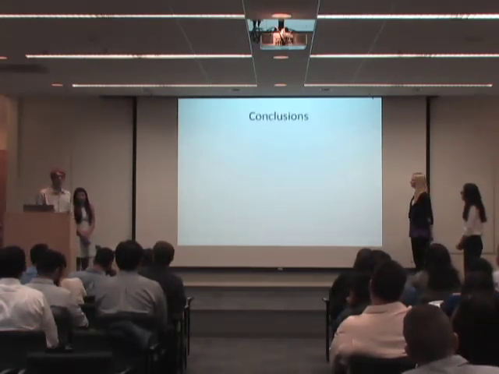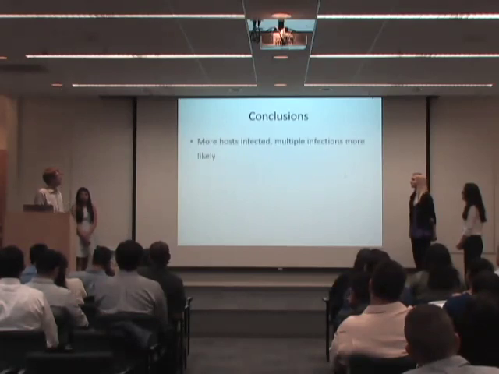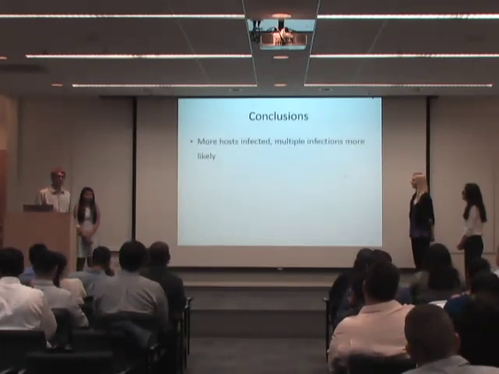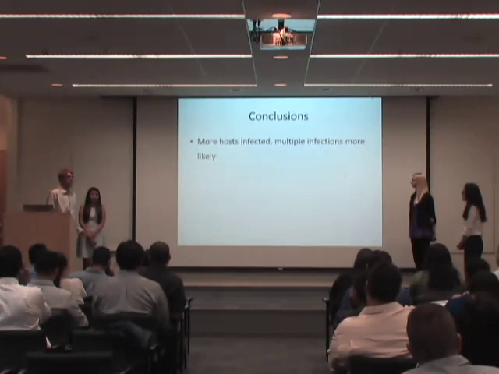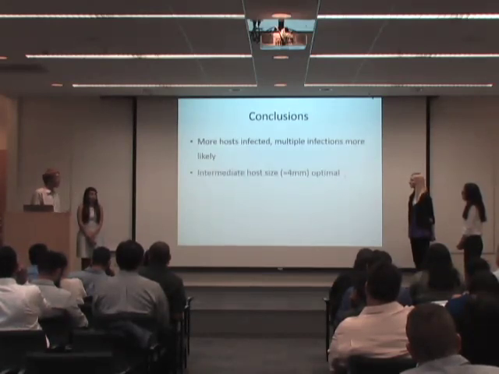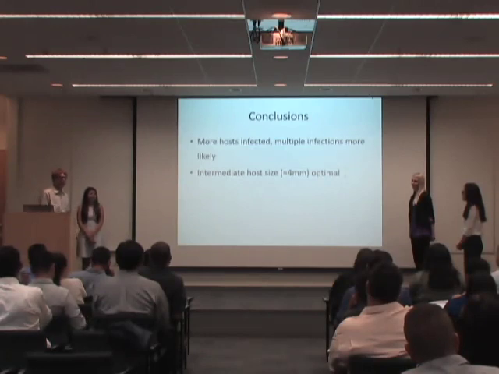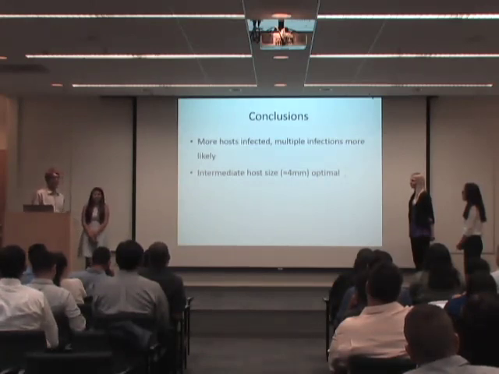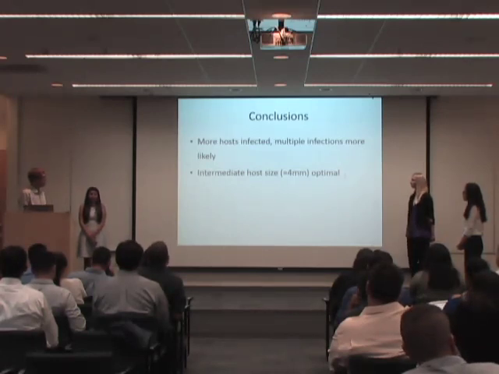So some conclusions that we made is that indeed, the more hosts that are infected within a population, we will see more multiple infections. The intermediate host size happens to be the more optimal host because they are the ones that have the reproductive tissue that the parasite can utilize, which is that 4 millimeter mark.